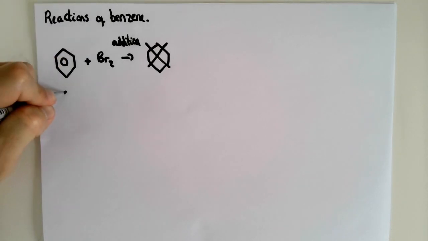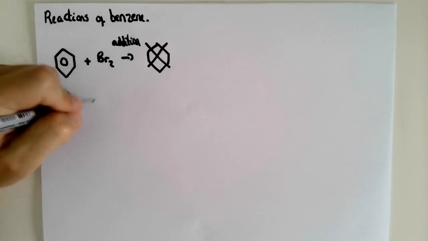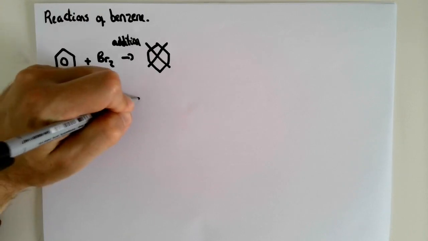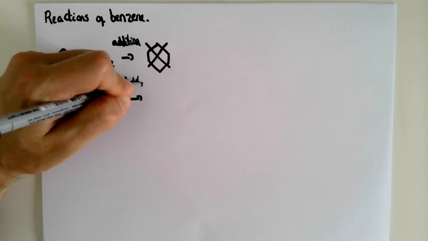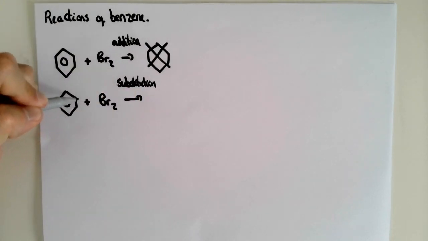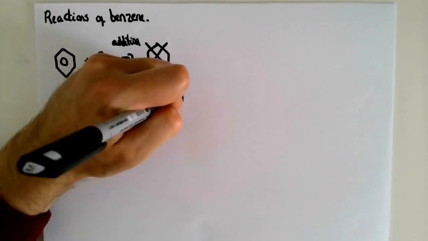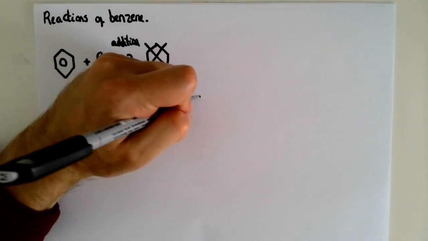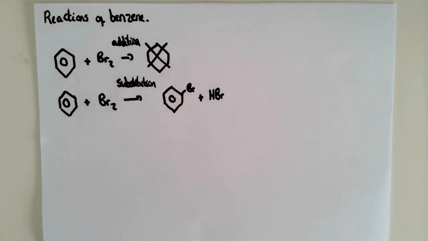So instead, what benzene can do is undergo substitution reactions. So instead, this time we're going to try and do a substitution reaction where one of the bromine atoms is going to substitute in place of a hydrogen. So I'm going to end up with these as my products. So one of the bromines is substituted for the hydrogen, and then my side product is HBr.